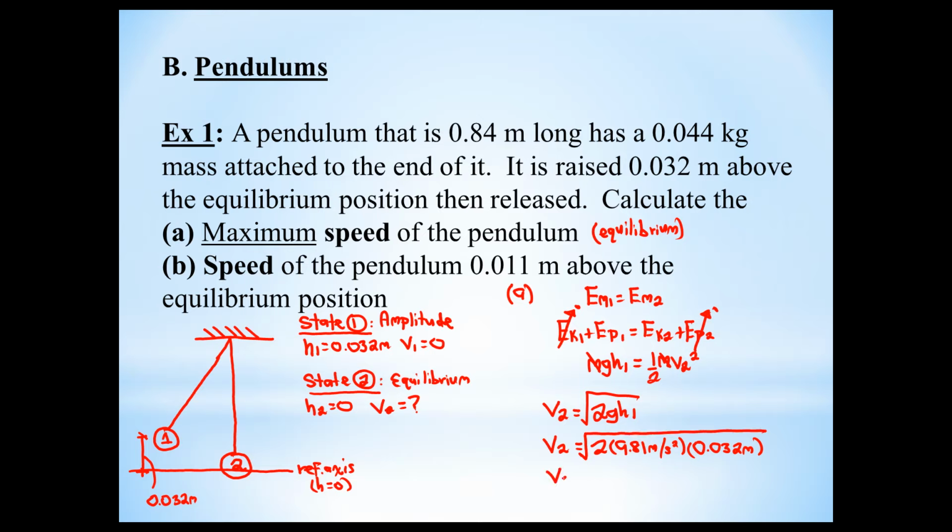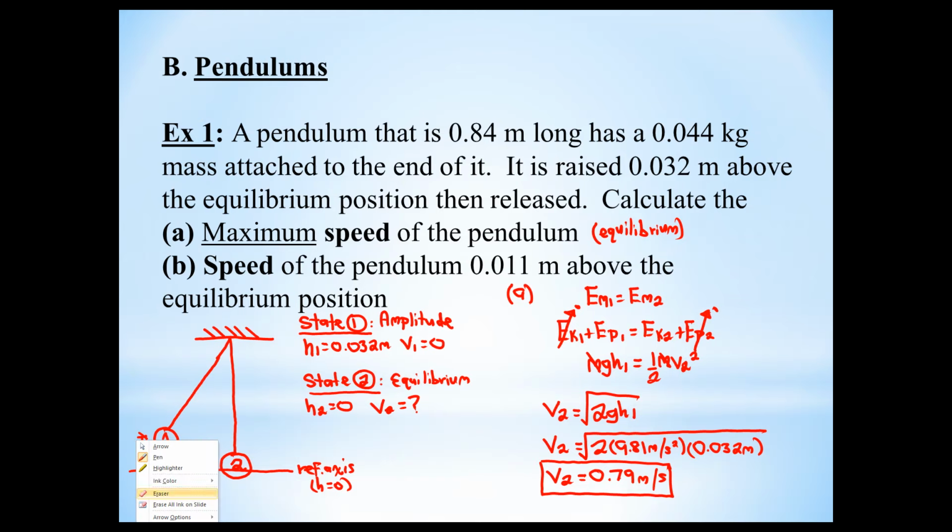And then we'd have v2 would be equal to, to two significant digits, 0.79 meters per second. Okay, that is part A.